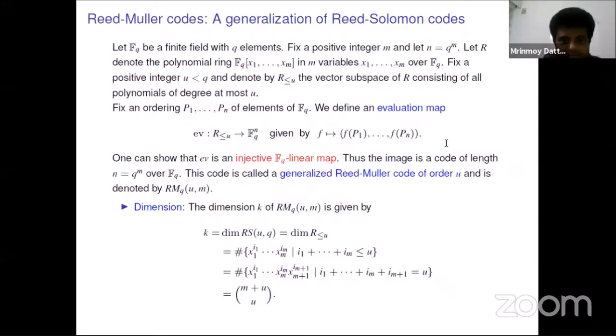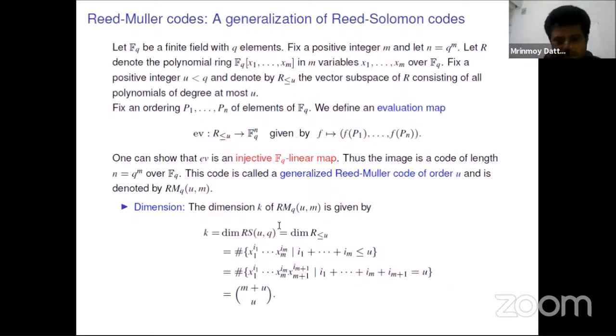So how do we compute the important parameters? For example, what is the length? Length is clearly n, so there is no doubt about it. What is the dimension? Now since this map is injective, the dimension of the code is going to be the same as the dimension of R_{≤u}.